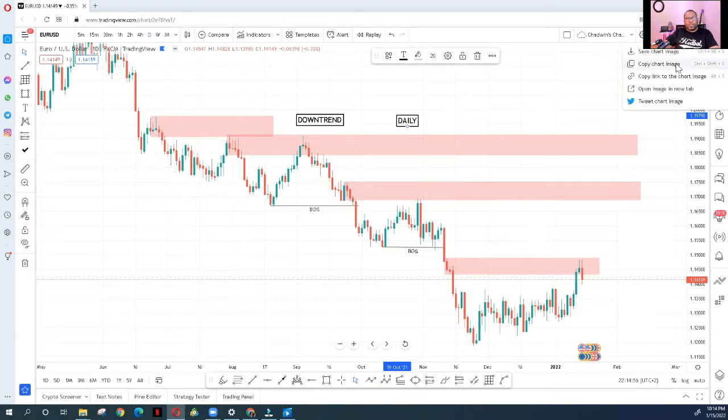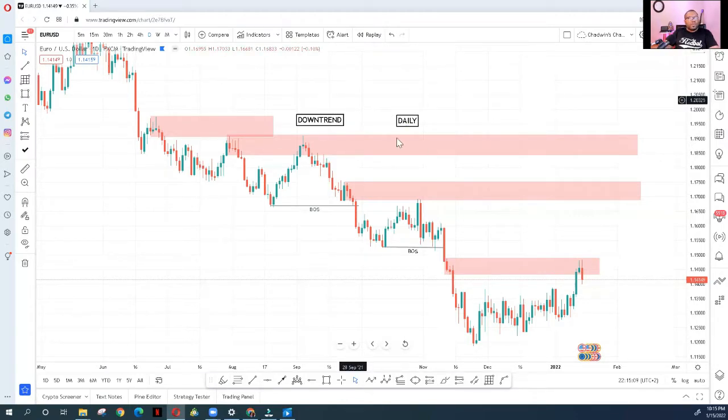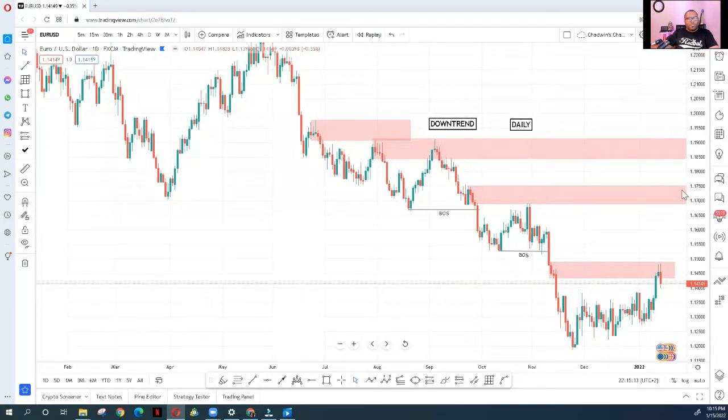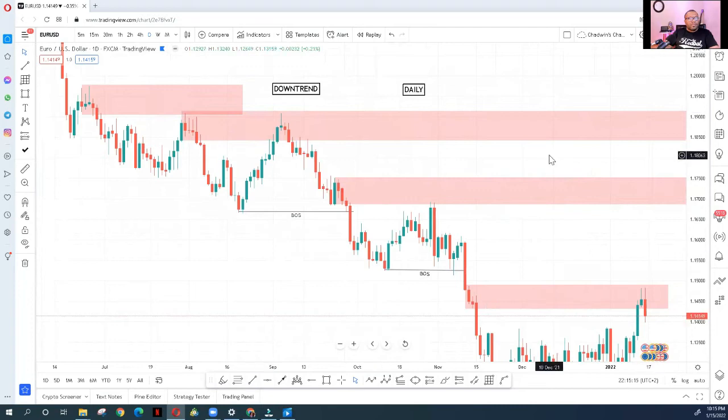You can take a link and copy it into an Excel document, but I'm going to take the saved image and throw it into a folder, mark it my daily on Euro USD, daily on Euro USD, right? And that will be my trading journal folder. Then I've got that daily screenshot.